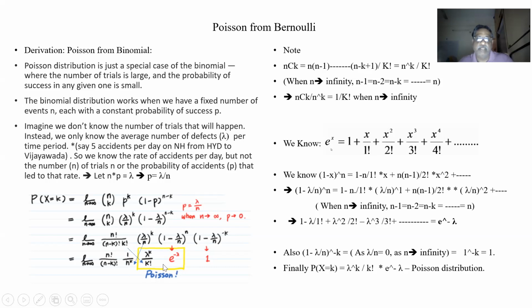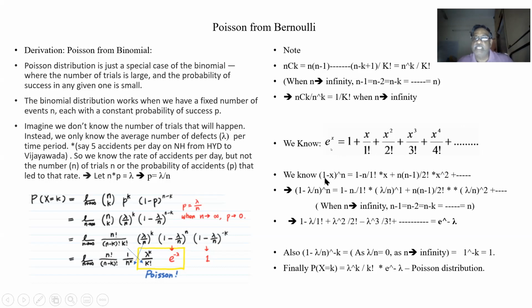Now let us see what is left over. Only this portion. I have to prove this as e to the power of minus lambda. Let us see. What we know, e to the power of x expansion: 1 plus x by 1 factorial, x squared by 2 factorial, x cubed by 3 factorial, x to the power of 4 by 4 factorial, like that. This expansion is called e to the power of x.